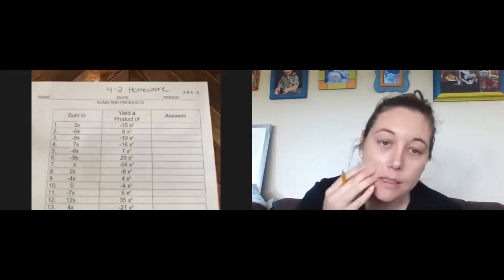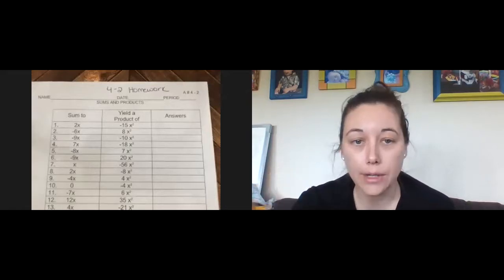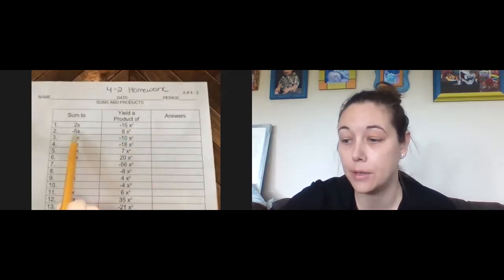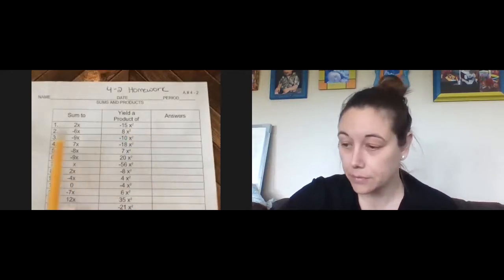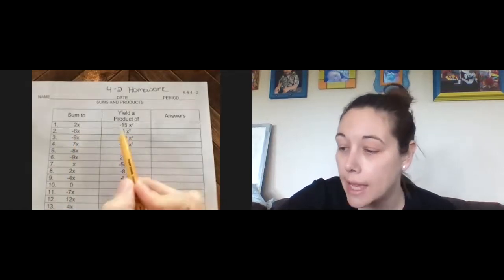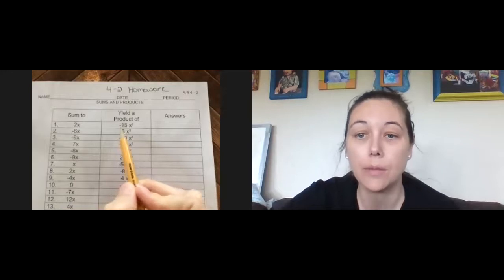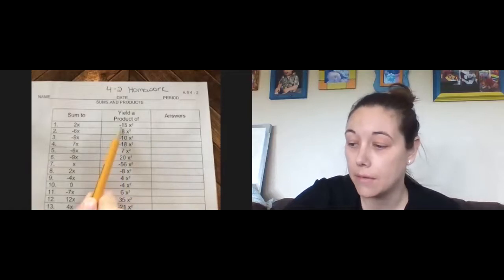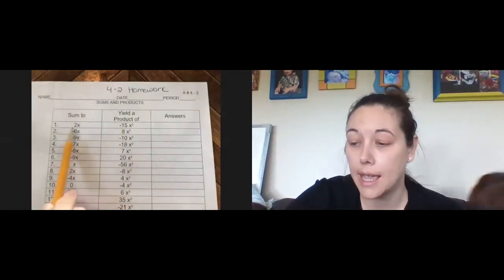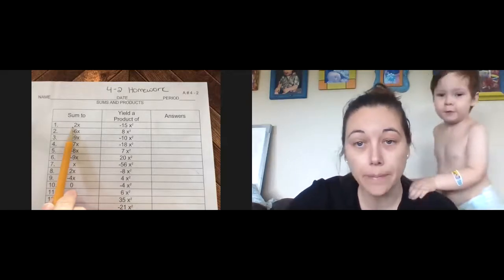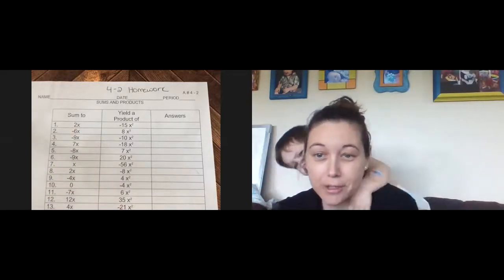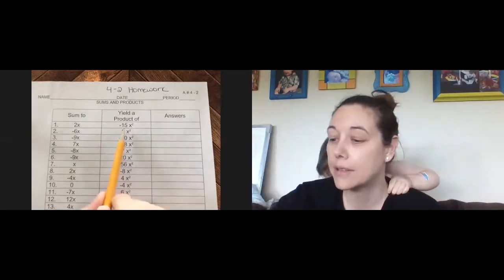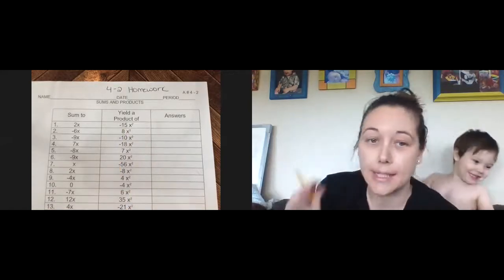So the lesson is just finding two factors that yield this product that when we add them together sum to this total. Whenever we have a negative product, we know that we're going to be multiplying a positive and a negative together. And if we have a negative product and a positive total, that means that the larger number of our factors is going to be positive. So what are some factors of negative 15x squared that when we add together get 2x?